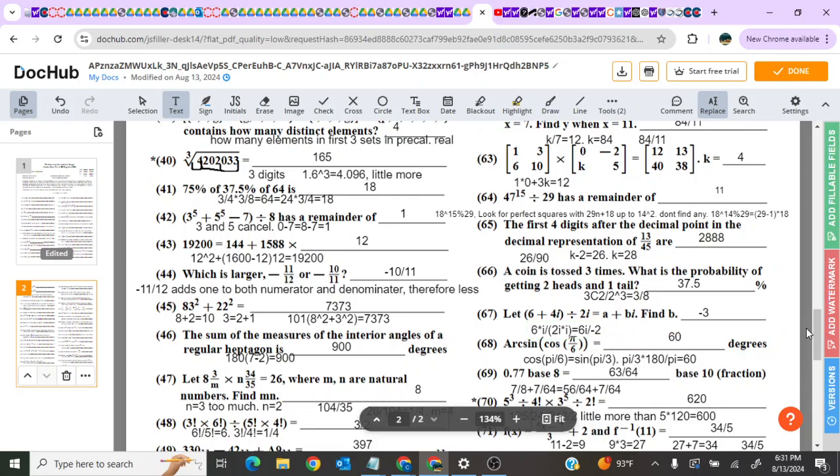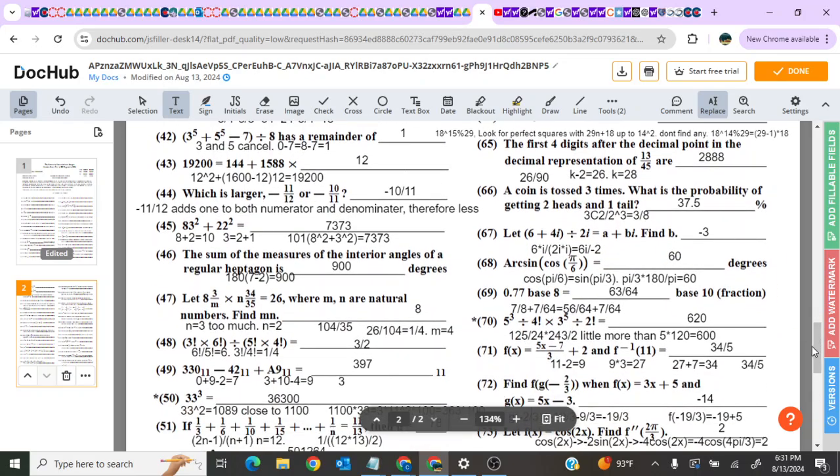68, arc sine of cosine of pi over 6 is what? Well, cosine of pi over 6 is equal to sine of pi over 3. That's a trigonometric identity you should know. So pi over 3 converting to degrees, multiply by 180, divide by pi, and you get 60 degrees.